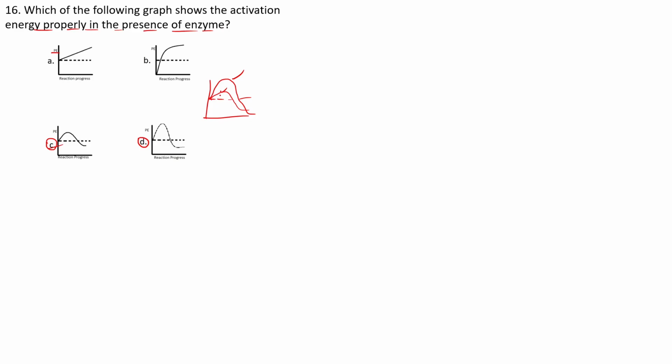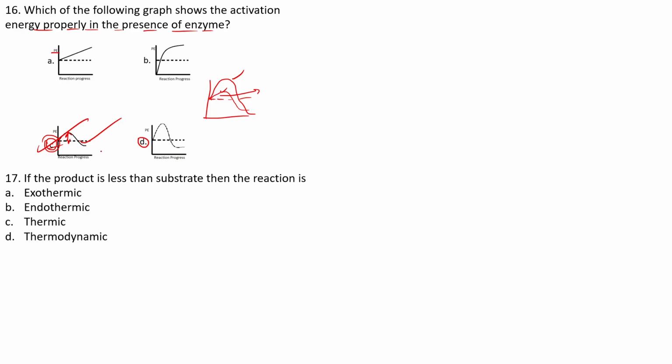In the presence of enzyme is the C part. The smaller curve is actually the presence of enzyme, and if you overlap them both, you can see C is our right answer. The distance between the substrate and the transition state is less in the C graph, hence we can say C is going to be our right answer.